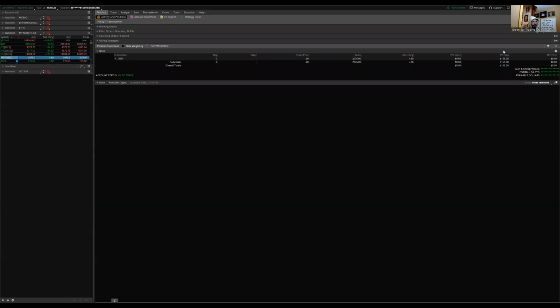So I'm taking $155 here. 7 trades, overtraded a bit, but still green, still happy, but wanted to come on here so I could show you guys how important these key levels are.